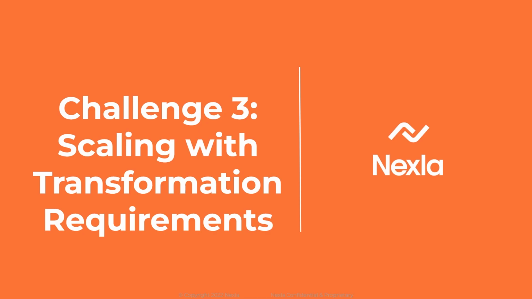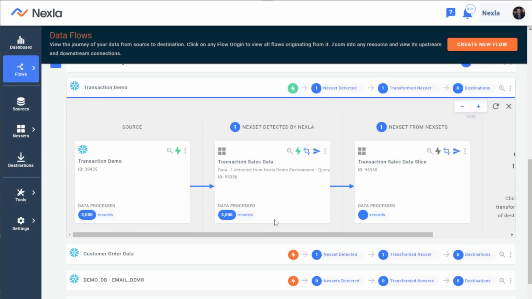Challenge 3, scaling with transformation requirements. There's two pieces to this challenge. First is achieving scale, and second is achieving transformations when new requirements show up. So first, let's talk about the scale.